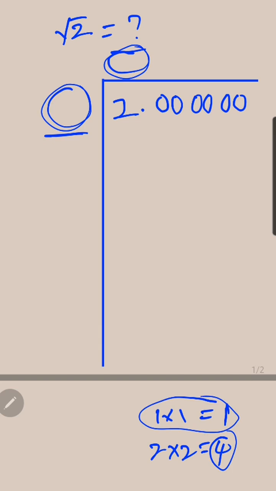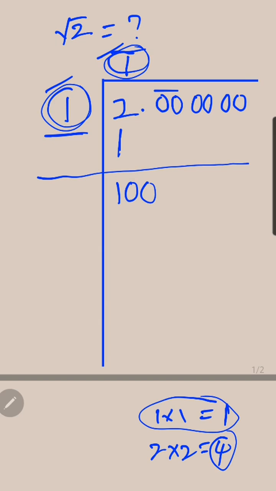The reason I am taking this one. So if I take 1 ones are 1, we have to write it here. Then generally what we'll do, subtract 2 and 1. 2 minus 1 how much? 1. This is the first step we have to write. So subtract it, 1 we are getting. After that these two zeros bring down, then it becomes 100. Now put the point here, 1 point.